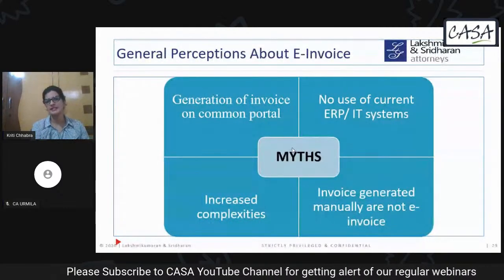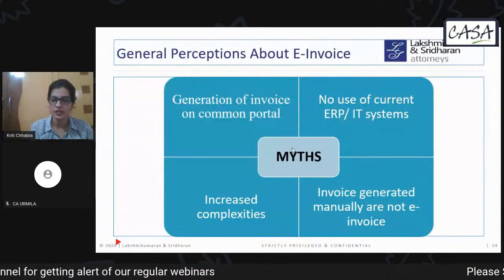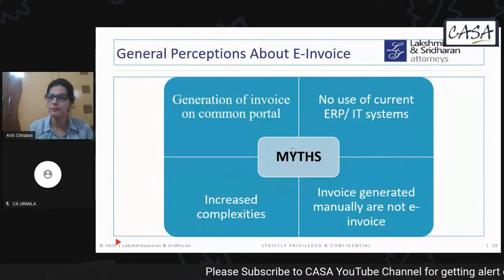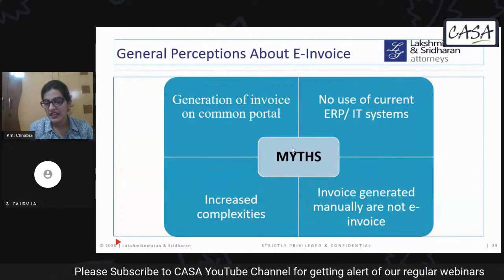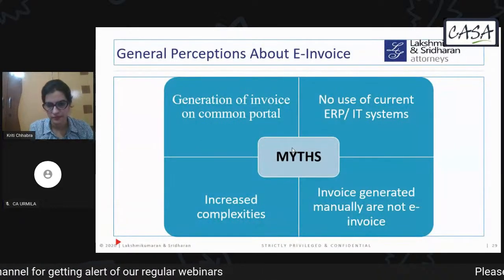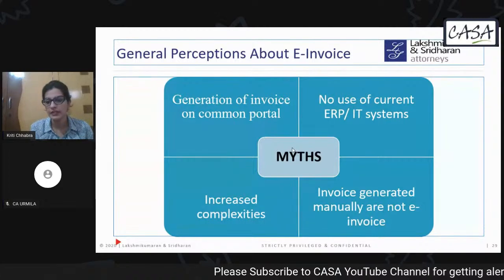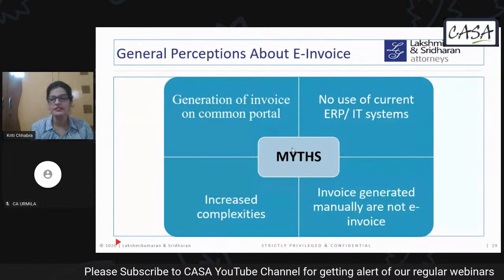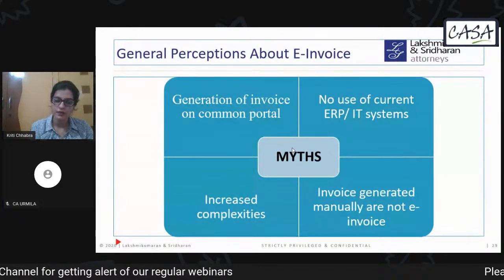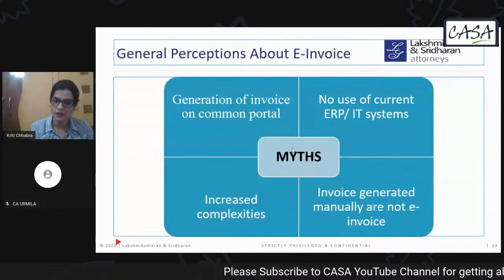So if we talk about what exactly e-invoicing is, there has been a general perception that e-invoicing is nothing but generation of invoice on a common portal, that the current ERP system or IT system of the taxpayers is going to be of no use. Further, this is going to increase complexities, and invoices generated manually are not e-invoices. So these are certain general perceptions of taxpayers these days. However, I would like to clarify here that these are all myths. This is nothing true about e-invoicing.